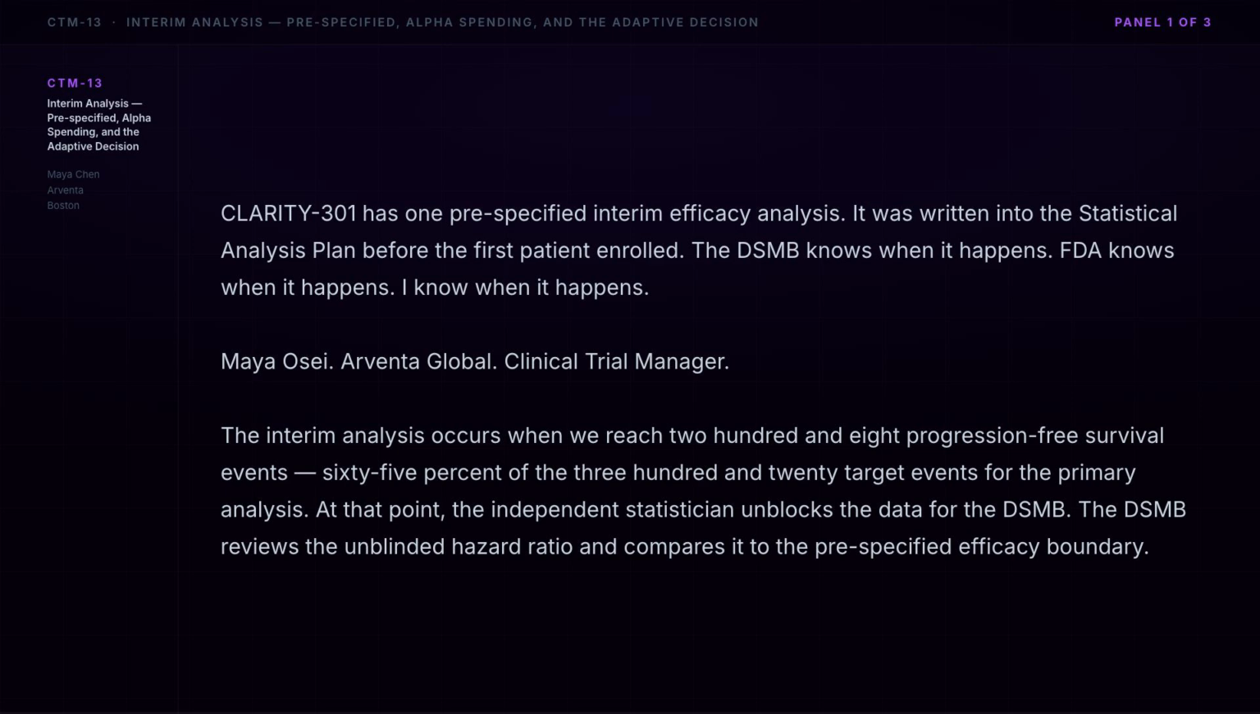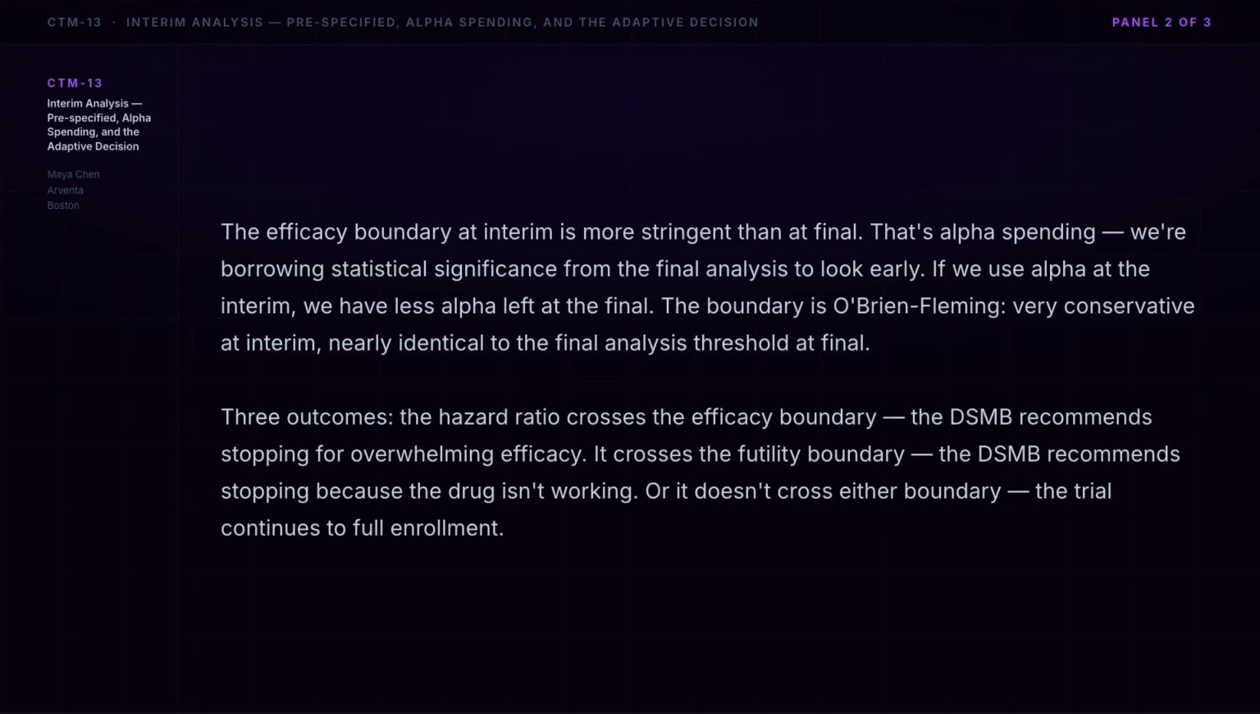Meyer Osei, Arventa Global, Clinical Trial Manager. The interim analysis occurs when we reach 208 progression-free survival events, 65% of the 320 target events for the primary analysis. At that point, the independent statistician unblinds the data for the DSMB. The DSMB reviews the unblinded hazard ratio and compares it to the pre-specified efficacy boundary.